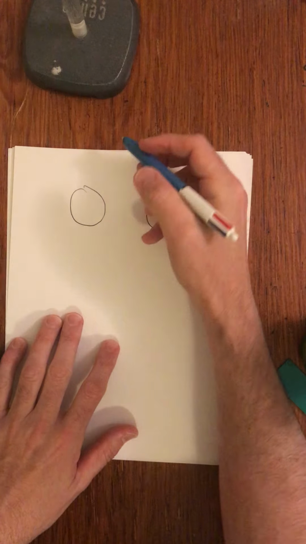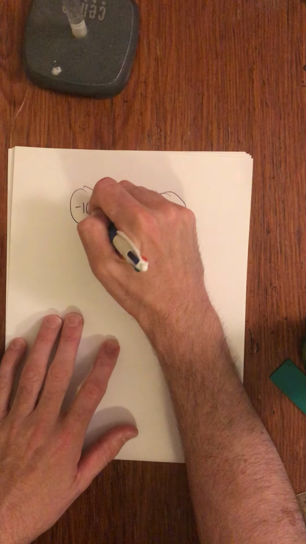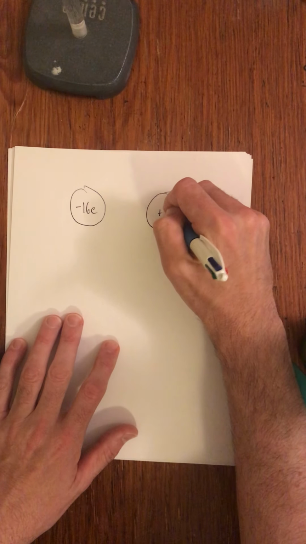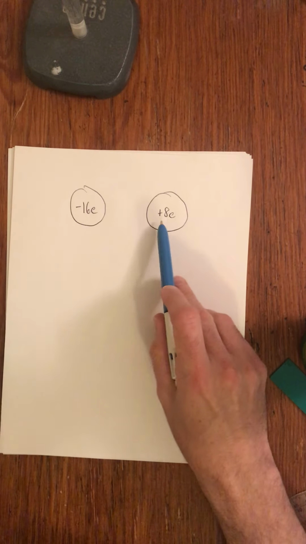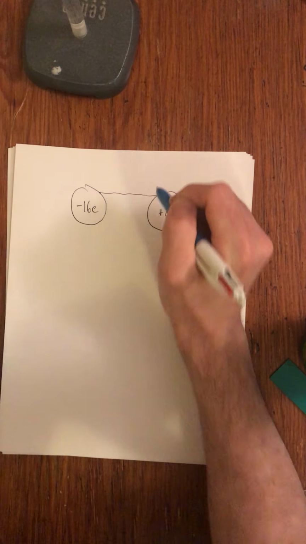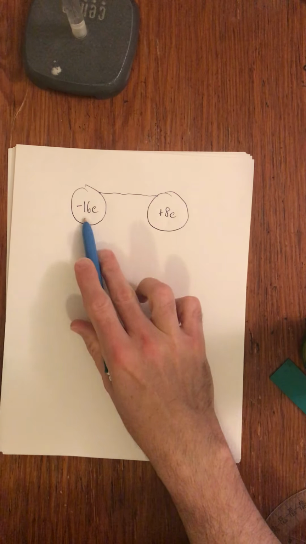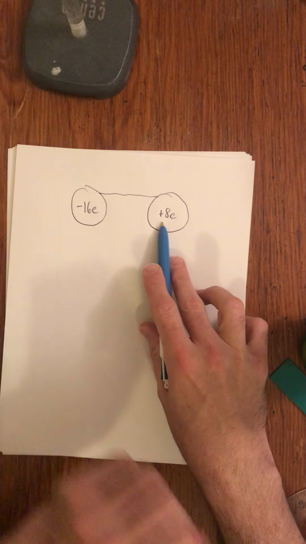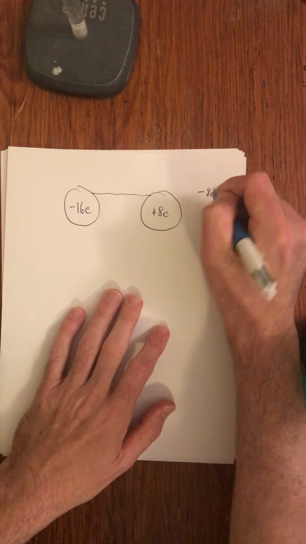Okay, actually we'll do one other here. Let's say this has negative 16e and this has positive 8e. All right, so this has an excess of electrons. This has a lack of electrons. If I connect them, well, first off, what is the net charge on this system? Well, negative 16 plus 8. The net charge in the system is negative 8e, right?